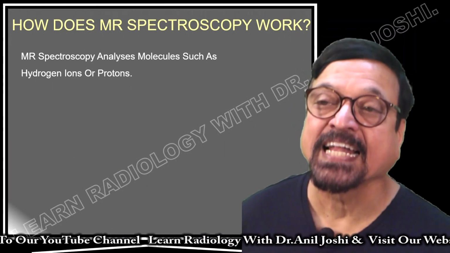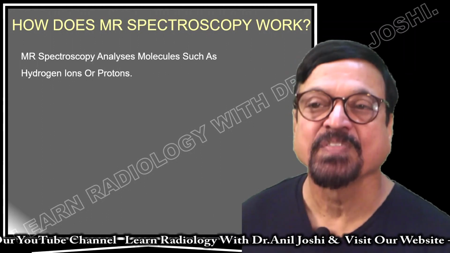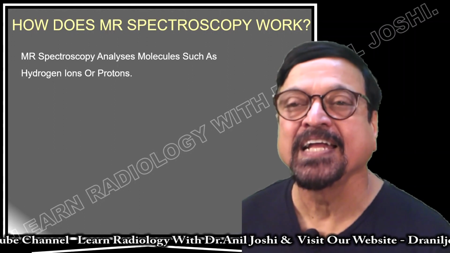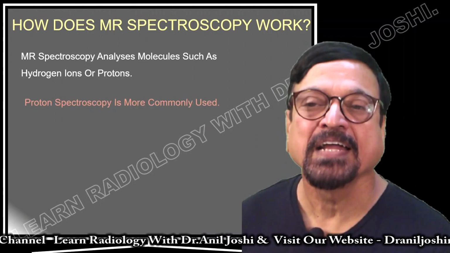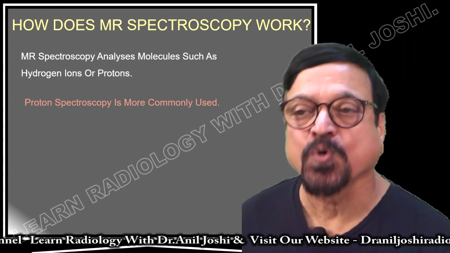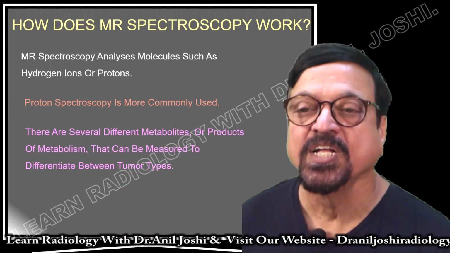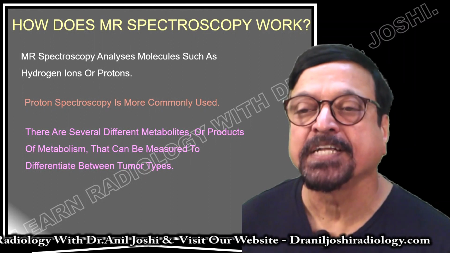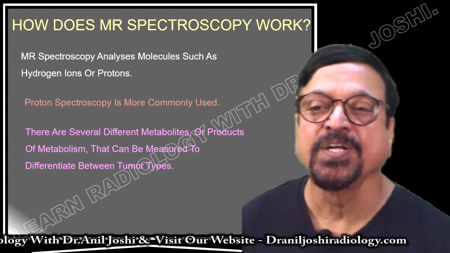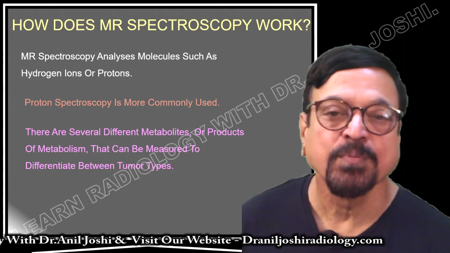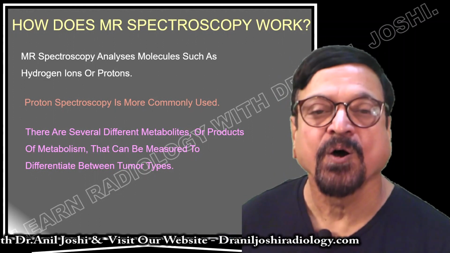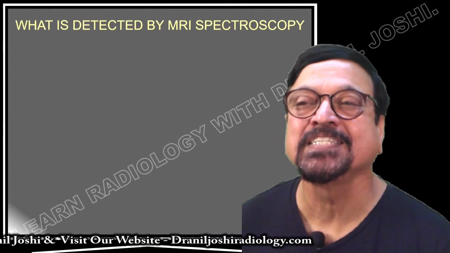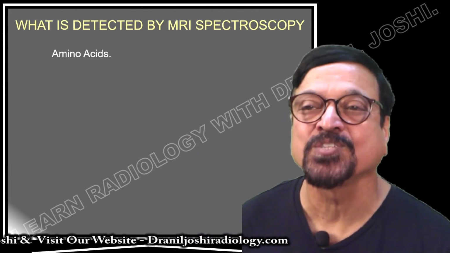MR spectroscopy analyzes the molecules such as hydrogen ions or protons. That is a standard MRI description of how MRI works. Now, proton spectroscopy is more commonly used. There are several different metabolites or products of metabolism that can be measured to differentiate between a tumor, their subtypes, or something like suspected recurrence, whether there is recurrence or not.